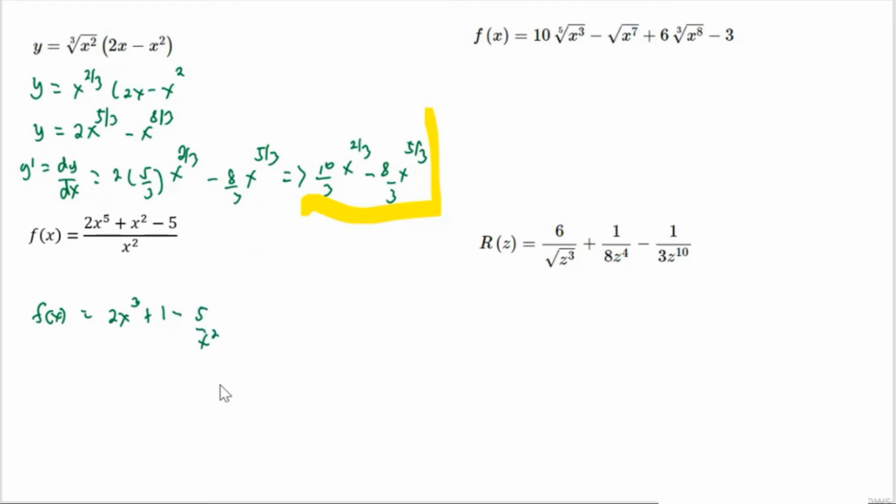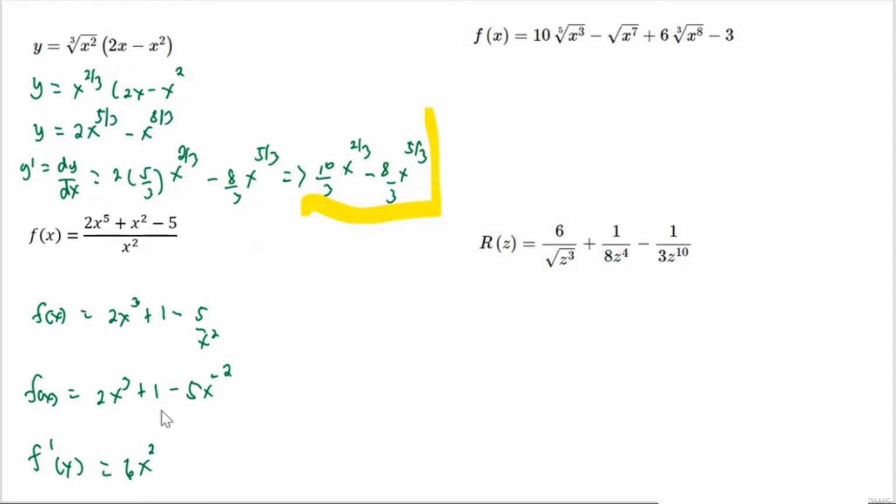So since the last term is not yet in the proper form, before we take the derivative, I will write x squared to the numerator by changing the sign. So we can write now f of x is equal to 2x cubed plus 1 minus 5x to the power of negative 2. Now from there, we can take our derivative. So f prime of x is equal to 3 times 2 is equal to 6, x to the power of 3 minus 1 equals 2. So the exponent there is 2.